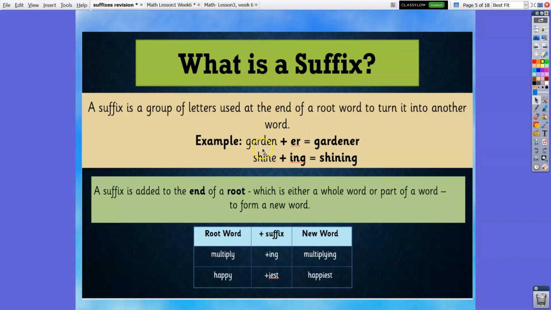Example, garden plus suffix er, it becomes gardener. Shine plus suffix ing, it becomes shining. A suffix is added to the end of a root word, which is either a whole word or part of the word, to form a new word. Another example, multiply plus ing, it becomes multiplying. Happy plus suffix iest. Okay, we remove the y, we add iest, it becomes happiest.